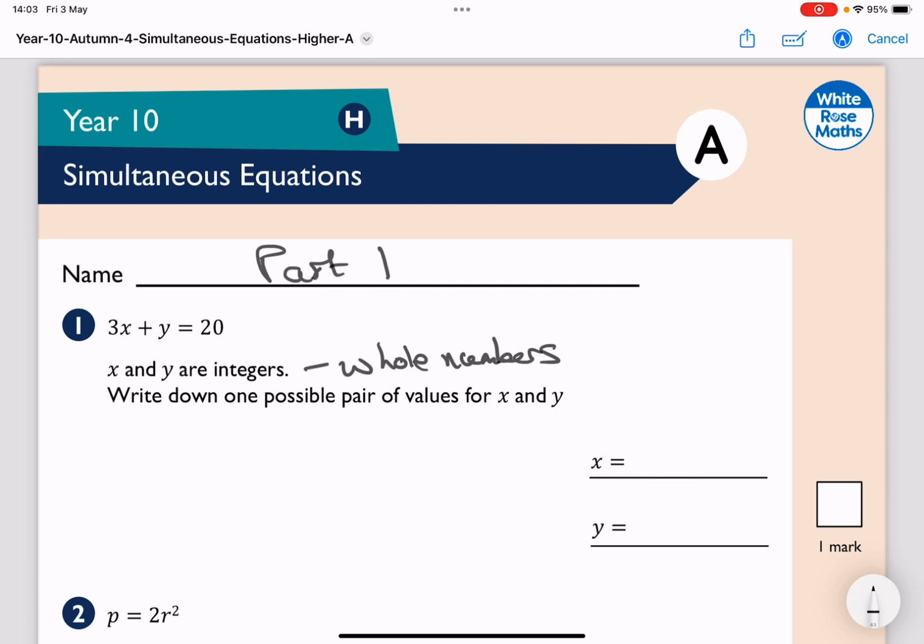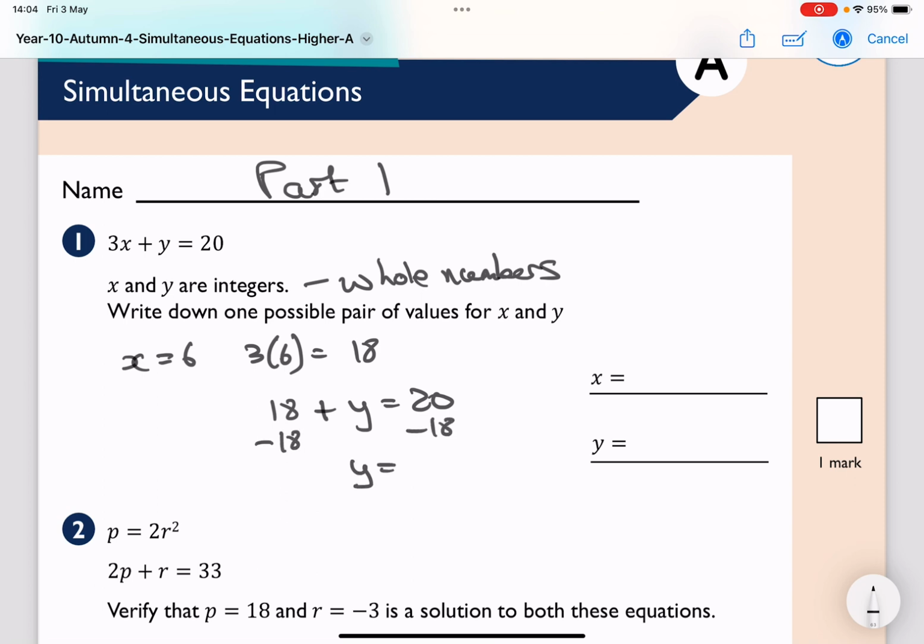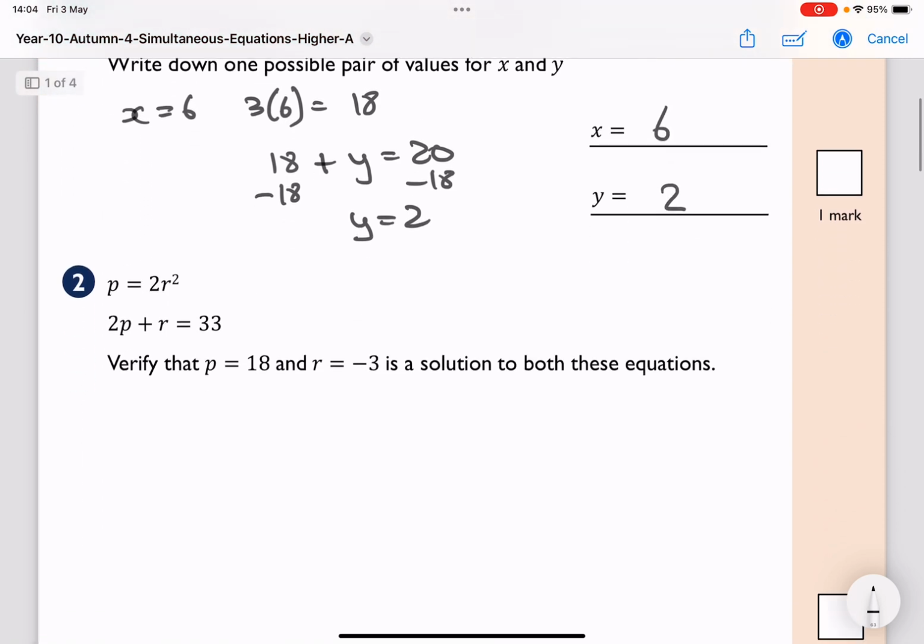The nice thing about this one is if I work out 3x, I know that y is just going to be any value, so it's going to be an easy one to add. So I'm going to say that x equals 6, and that tells me that 3 lots of 6 equals 18. If I write that down, I've got 18 plus y equals 20. I could solve this by taking the 18 away from both sides. y equals 2, but not being funny, I can look at this and say 18 plus 2 equals 20. So y was 2, x was 6 is one solution.